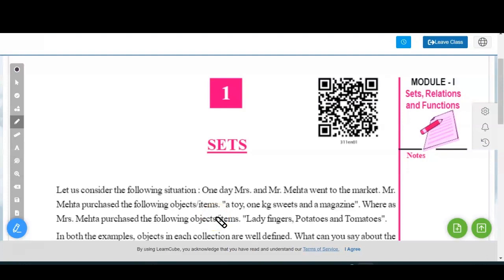Today we will be starting the maths topics of senior secondary, and the first chapter is sets.